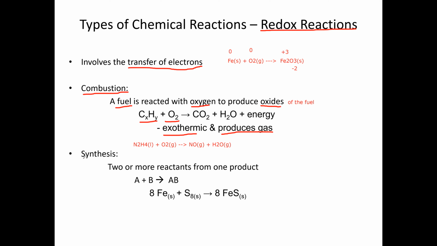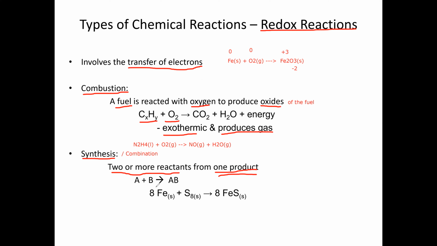The next type is called, or referred to as, synthesis. Now, in some books, for synthesis you may also see the name combination. So it's the same thing, combination or synthesis reaction. The key characteristic of a synthesis or combination reaction is you have two or more reactants giving you one product. So we have multiple reactants giving us one product.